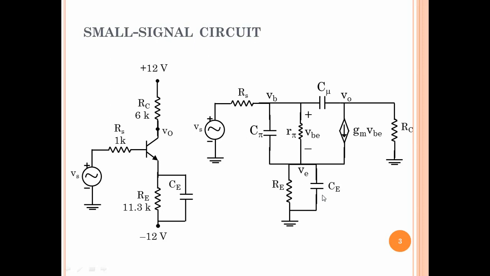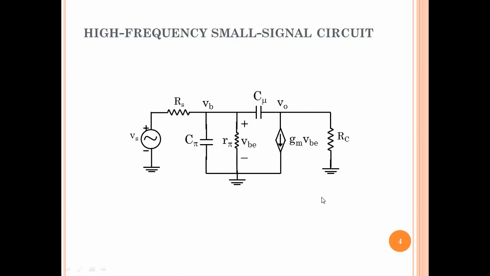And for the low frequency response, we had ignored C pi and C mu and analyzed the circuit with CE. This lecture will see the effect of C pi and C mu, which affect the high frequency response, as we had seen last time. And we'll assume CE to be a short circuit because at high frequencies, CE behaves as a short circuit. So if CE is a short circuit, this is the small signal circuit we'll get.